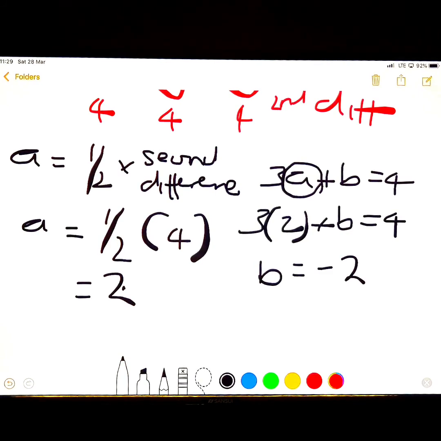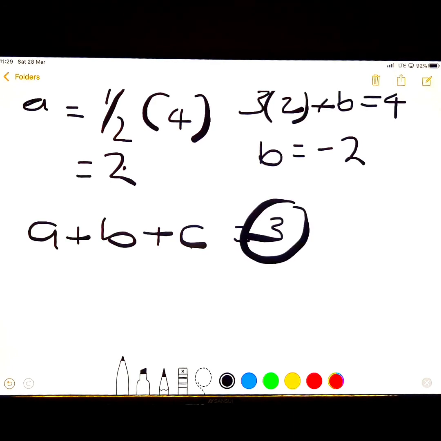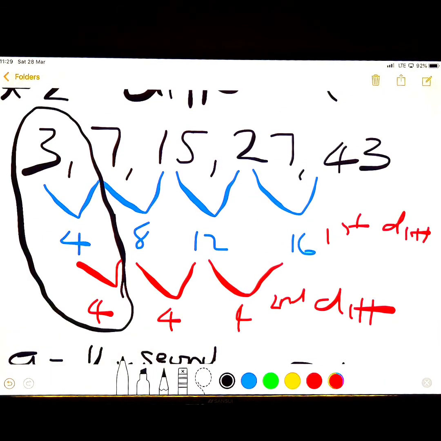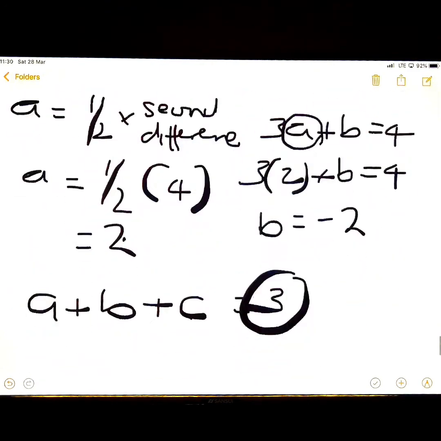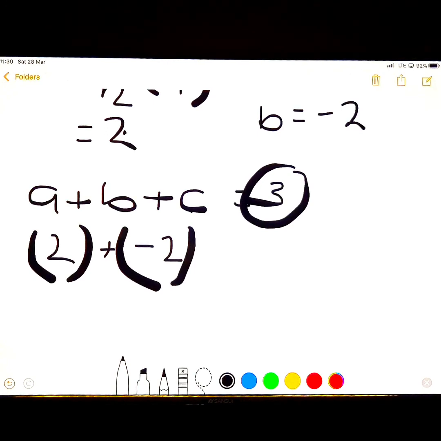Okay, so now we need to find c. We're going to use a plus b plus c, which is equal to 3. We already have a, we already have b. What we need to find out is c. The 3 here comes from the first term that you have here, so you just take any of the first differences. So your a is 2, and your b is -2, plus c is equal to 3. This is going to cancel each other, and then we know that our c is equal to 3.